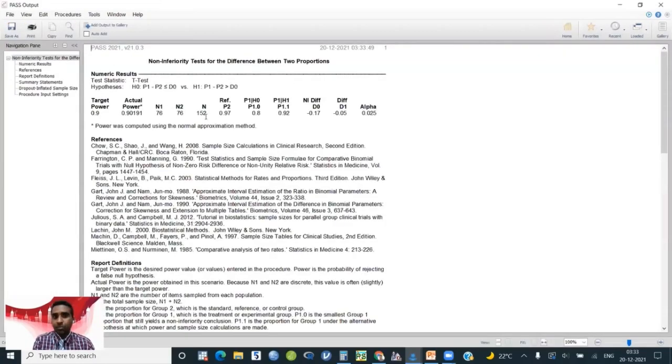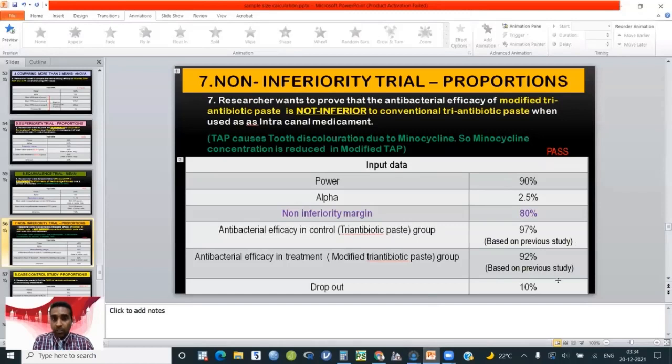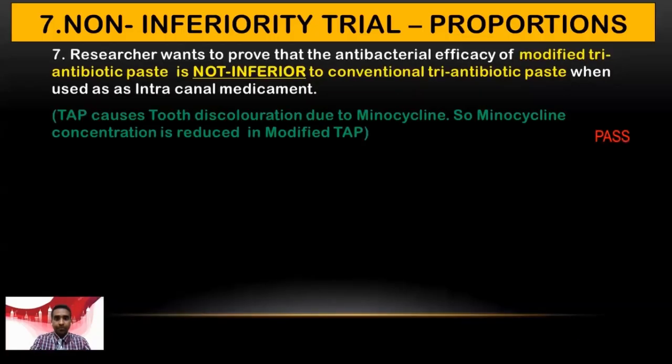So 76, 76, 152. Accounting for the dropout, we need at least 85 per group to prove that modified triantibiotic paste is not inferior to conventional triantibiotic paste. Okay, so let me go into the next study design.